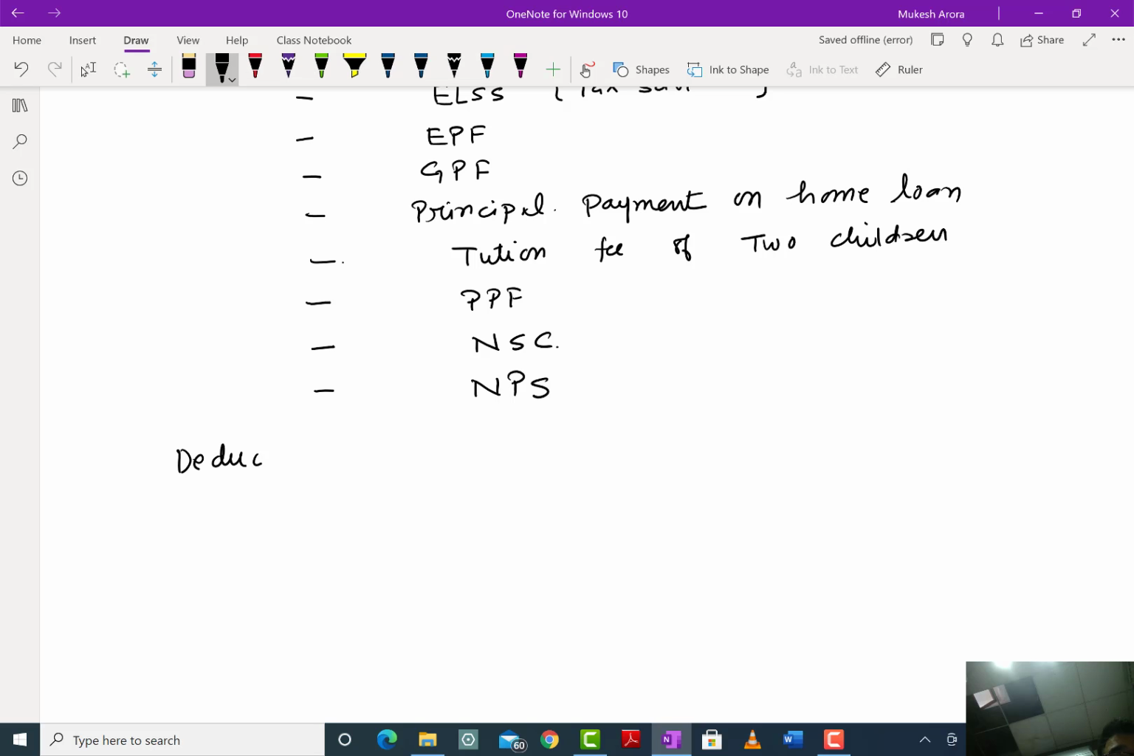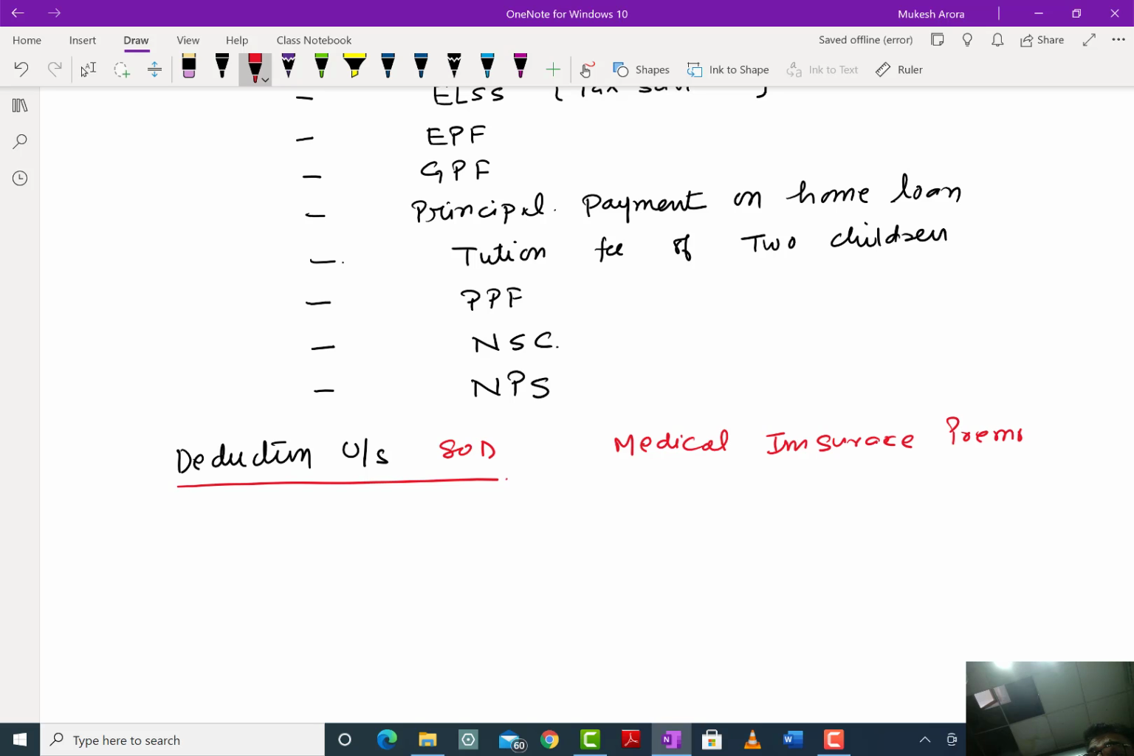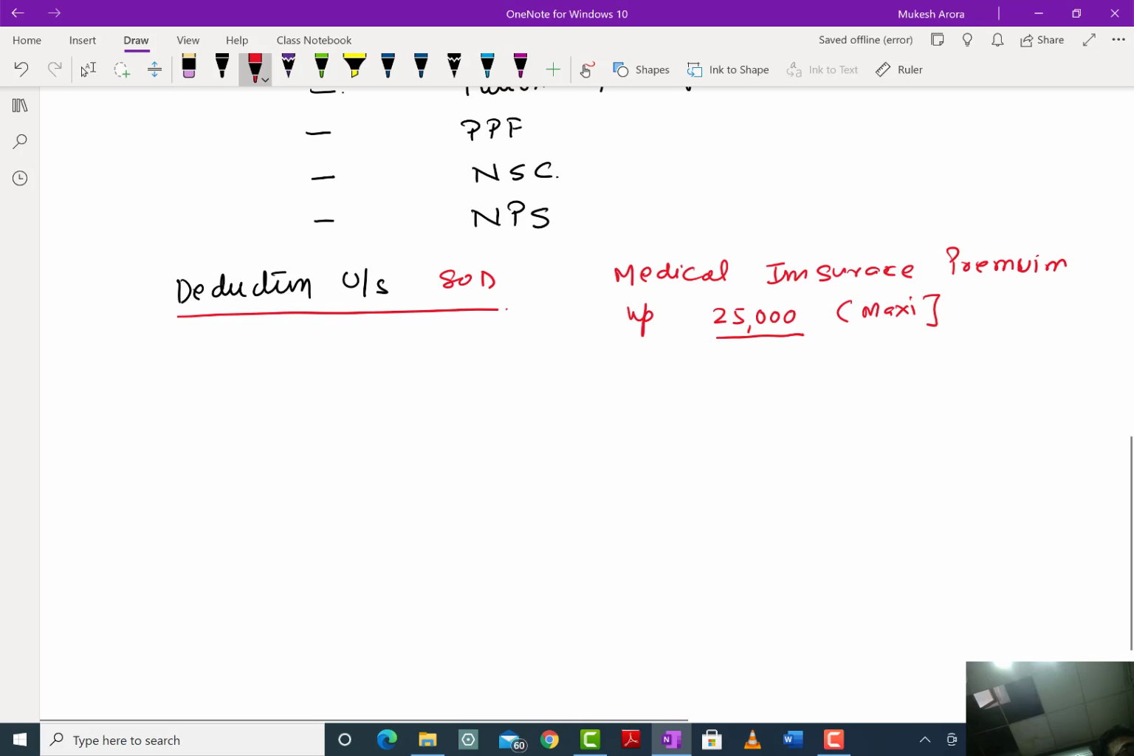Then deductions under section 80D. 80D is where a person can save on the medical insurance premium, that is up to 25,000 maximum. Meaning if I pay 16,000, I can avail the deduction of 16,000. But if I paid 30,000, then I can avail up to 25,000. If I paid 50,000, then also I can avail only this.